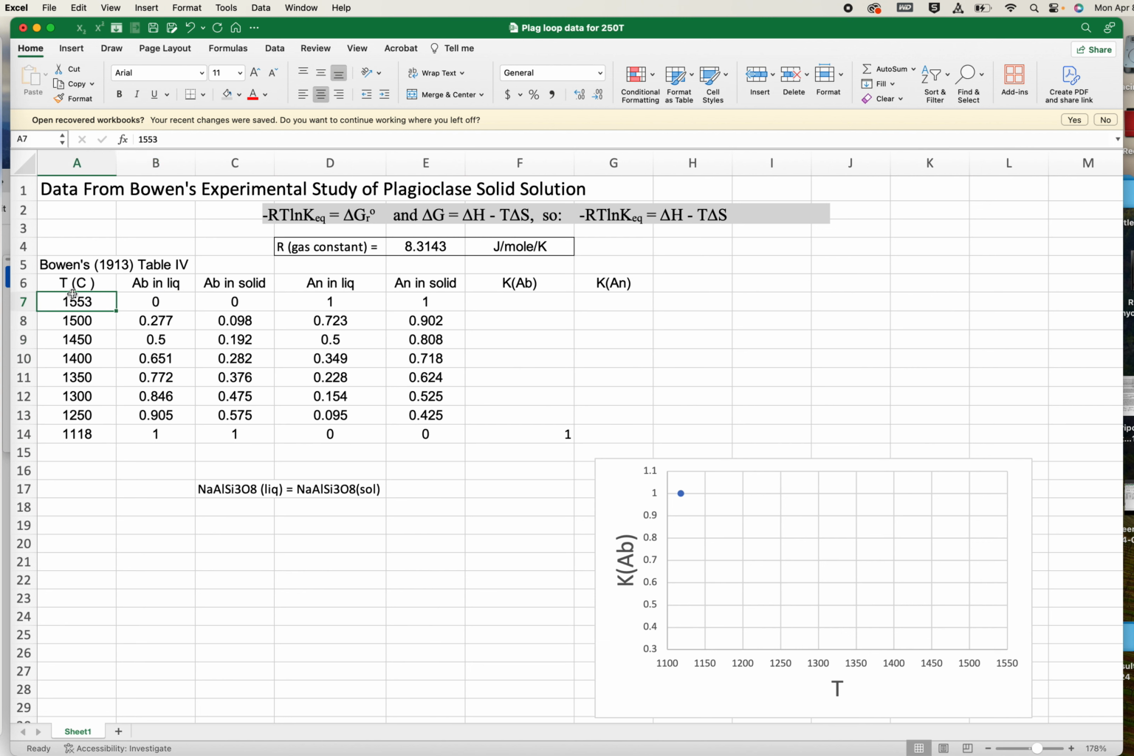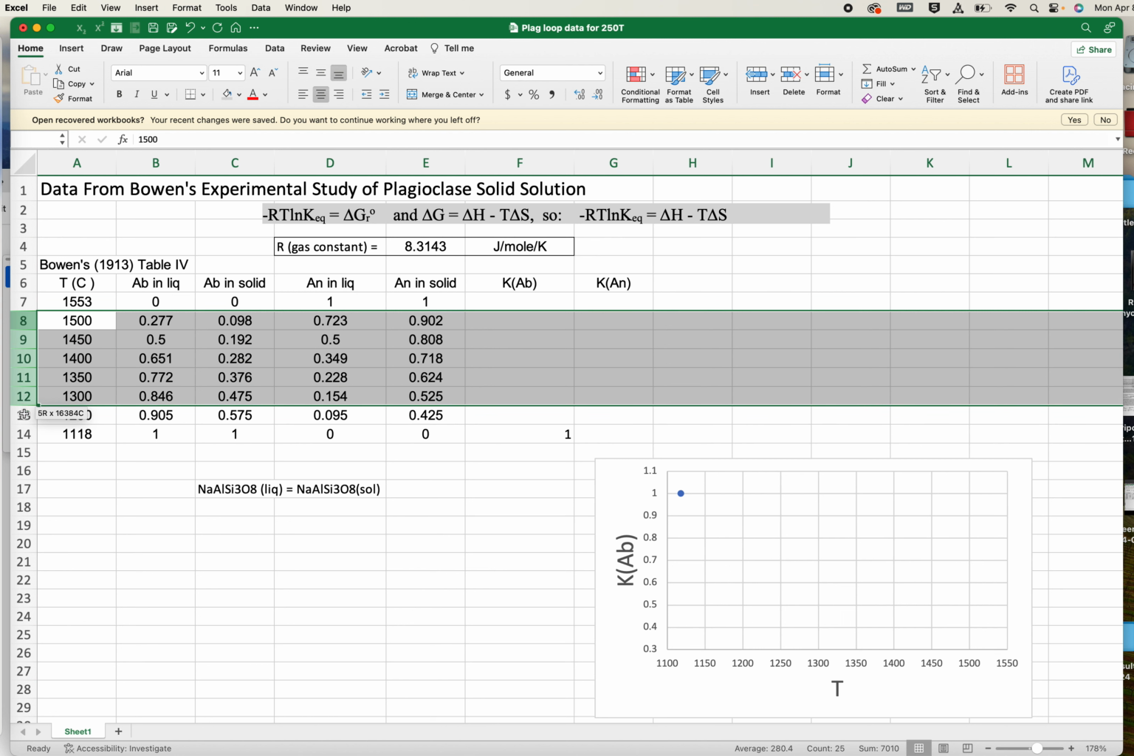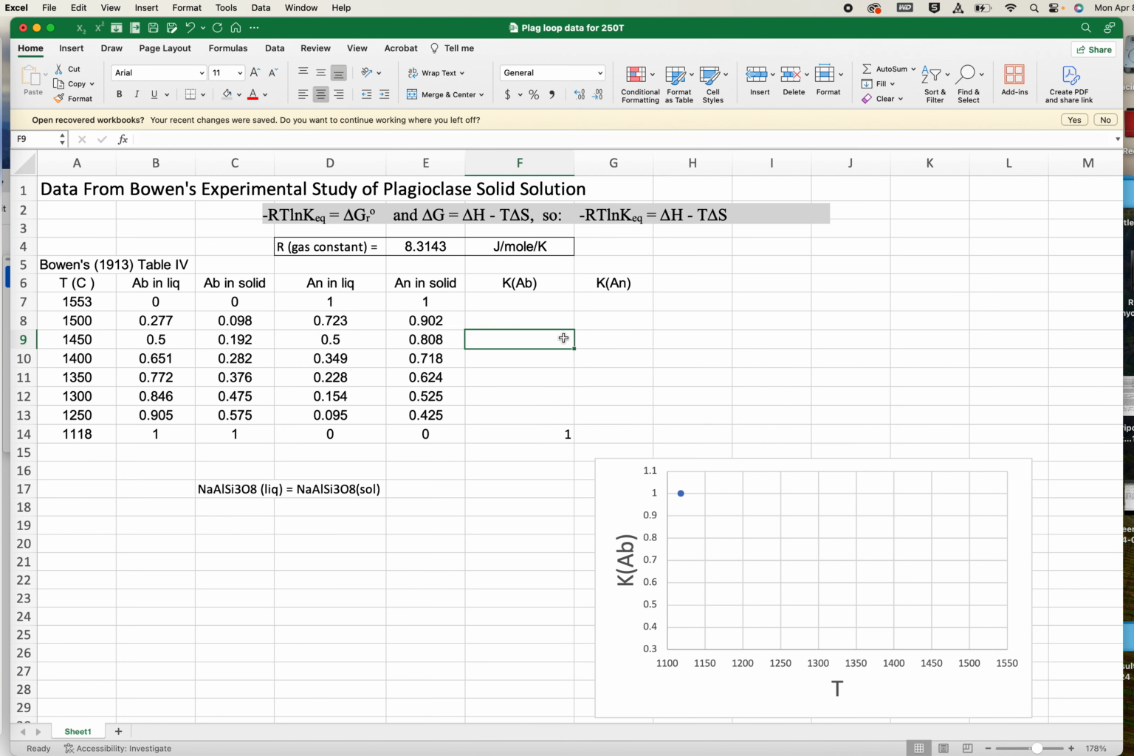So if you get pure anorthite, it would melt at 1553 degrees centigrade, and pure albite, which melts at 1118 degrees centigrade. And then these intermediate temperatures, he would take compositions that are a mixture of albite and anorthite and melt those. And in other videos, we talk about solid solution, so you can refer back to those videos to understand how solid solution works. Here, we're going to focus on the modeling of this data.